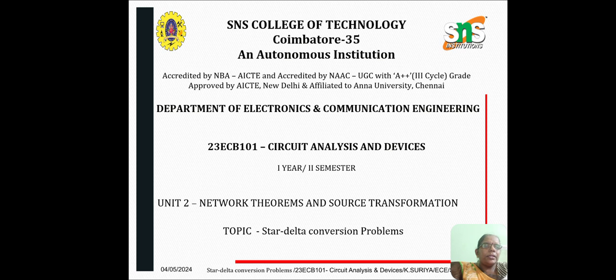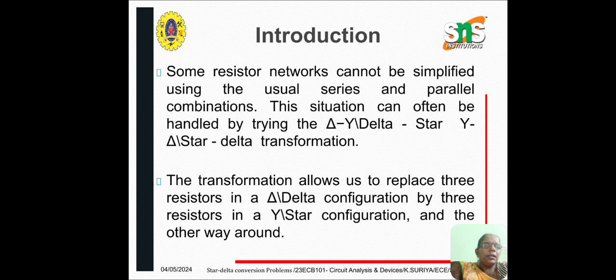Today, in this lecture, let us see about star-delta conversion techniques. The star-delta conversion technique is used for simplification of circuits so that we can easily solve the problems. Some resistor networks cannot be simplified using the usual series and parallel combinations. In those cases, you can convert a star type of network into a delta and simplify it easily, or we can convert a delta into a star and simplify it easily. The transformation helps us to replace the 3 resistors in the delta configuration by 3 resistors in the star configuration, or vice versa.